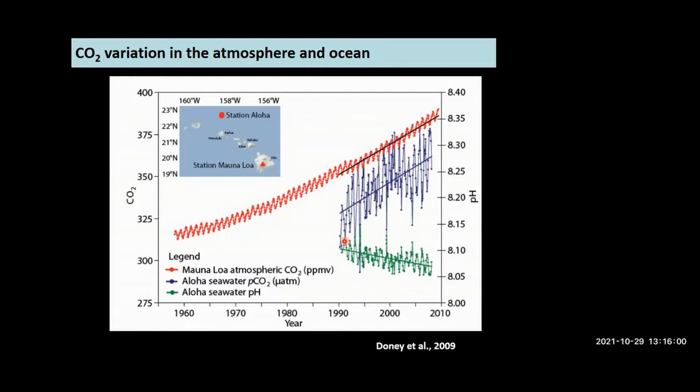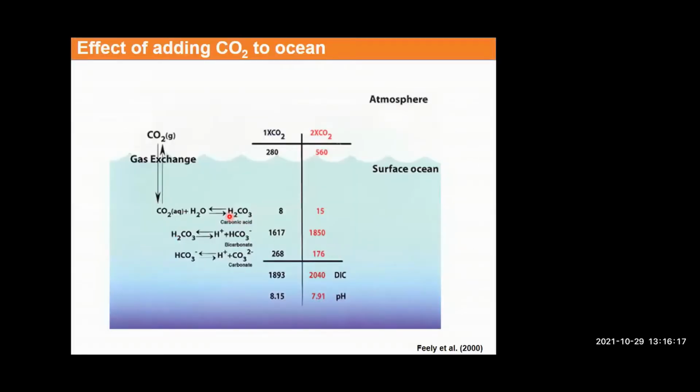There is large seasonal variability because of the phytoplankton uptake and because of the change in seasons. And at the same time, we have the pH of the ocean going down. It has already gone down by roughly 0.2 units, but this slide is slightly old, so the numbers are not revised. And how does it happen?